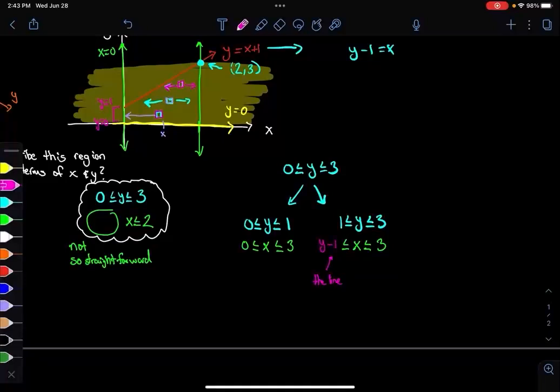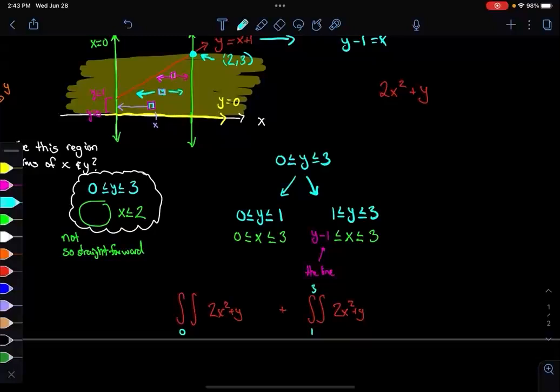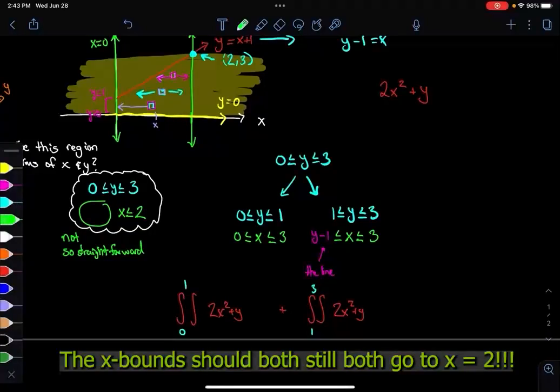And so what does this mean for us? This means that for the function 2x squared plus y, I believe that was the one we were working with, if we decided to describe y first, I would have to set up two sets of double integrals. I would have to do one, here's 2x squared plus y, and I'd have to set up another one for 2x squared plus y, where one of them has the y bound going from 1 to 3, right? So the y bound goes from 1 to 3, and the other one has the y bound going from 0 to 1. And then the x bounds go from 0 to 3 for this first one, and the x bounds go from y minus 1 until 3 right here.